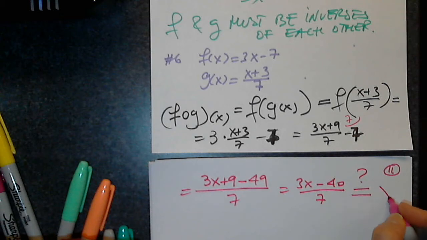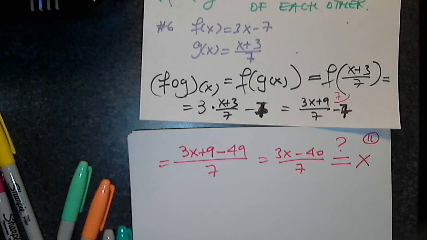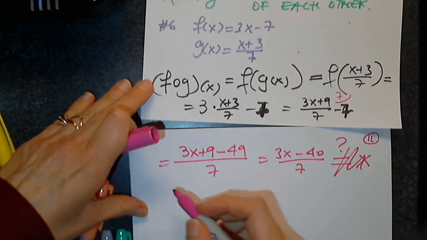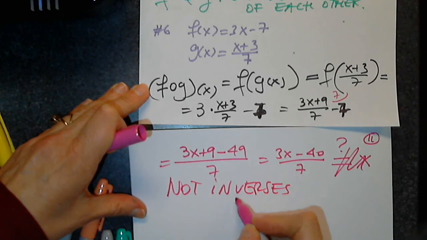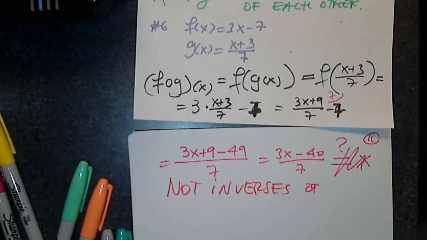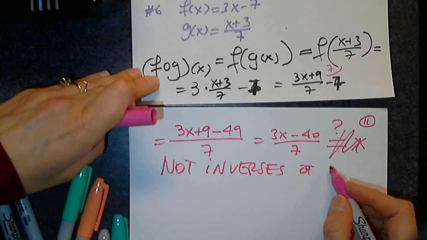Does this equal x? Does it equal x? No. So what do we conclude? Not inverses. I don't have to determine the other one. I don't care what happens to the other one. If one of them is not x, not inverses of each other.